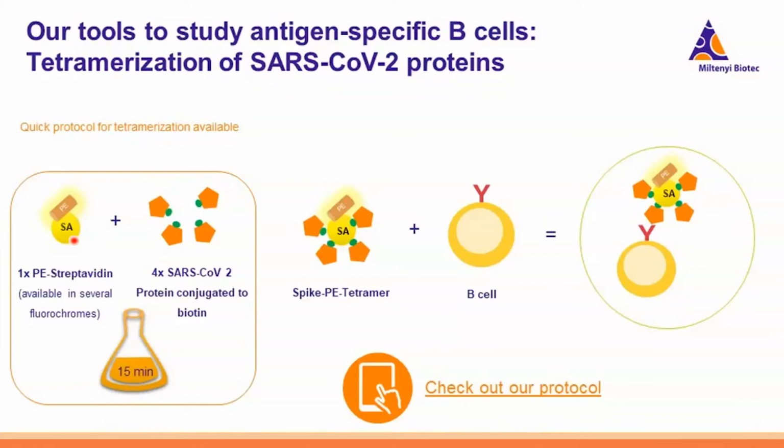You need to take a streptavidin that is already conjugated to a fluorochrome. There can be PE, APC, or different fluorochromes available in our catalog. And then 4 times a protein, for example, a spike protein or RBD domain that is already conjugated to biotin. Biotin binds to streptavidin in a ratio of 4:1. So once you put them in solution together, 50 minutes room temperature, you can create the so-called tetramers.